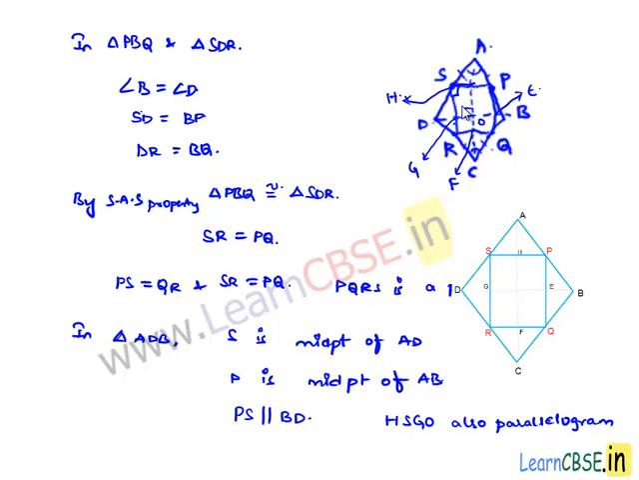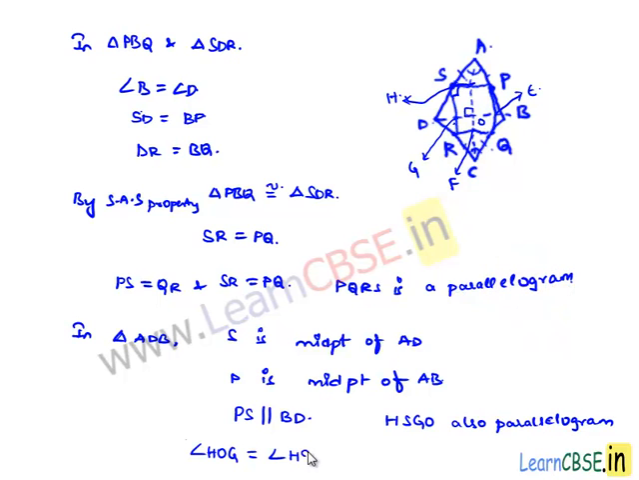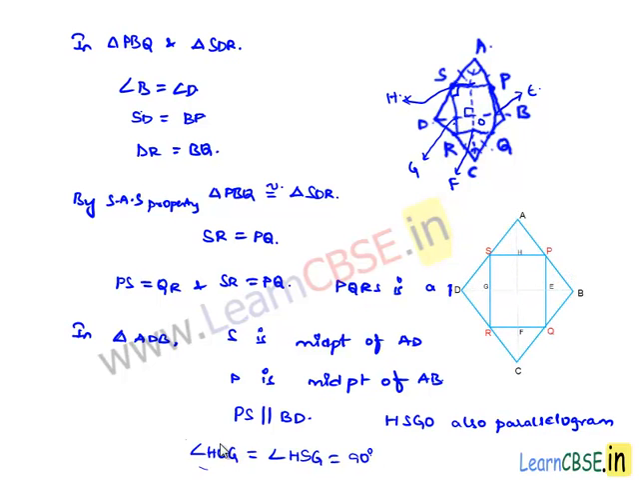As HSGO forms a parallelogram, we can say in a parallelogram opposite angles are equal. Therefore, angle HOG is equal to angle HSG, which is equal to 90 degrees. Angle HOG will be equal to 90 degrees since in a rhombus diagonals bisect perpendicularly. So we can say here we got angle S is equal to 90 degrees.